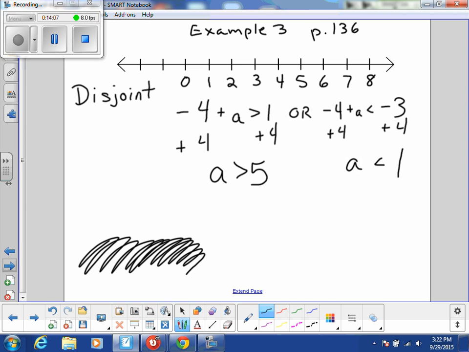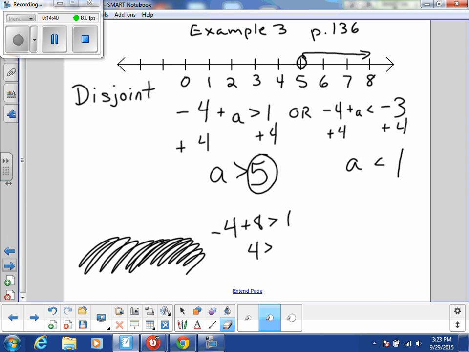And since I have a transition point at 5, I'm going to put a circle here, and it will not be filled in because this is a strictly greater than sign. Now, where are the numbers that are greater than 5? Well, they go this way. For example, 8. If I put 8 into the original inequality, you'll see that I get a true statement. 4 is greater than 1. So I've graphed this part right.